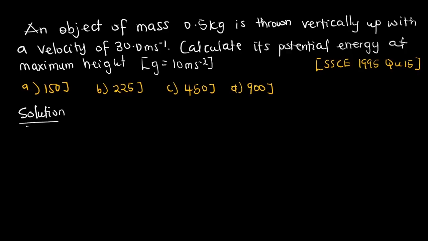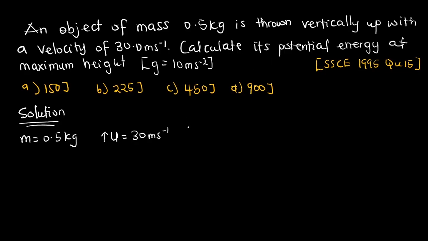The first thing we'll do is write down the parameters that we have. We have an object of mass 0.5 kilogram, and kilogram is the standard unit, so there's no need to do any conversion. But this has been thrown vertically upward with a velocity of 30 meters per second, so our initial velocity is 30 meters per second. Remember, this was thrown upward. It's very necessary.